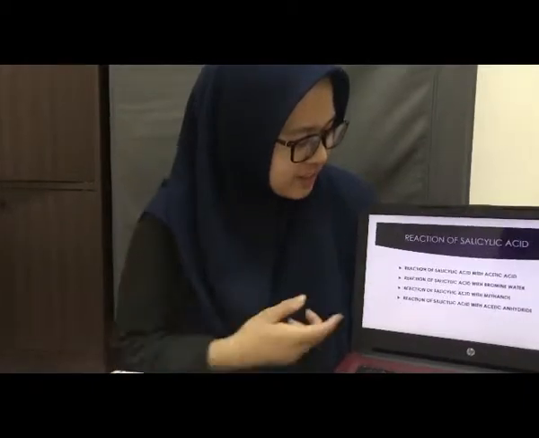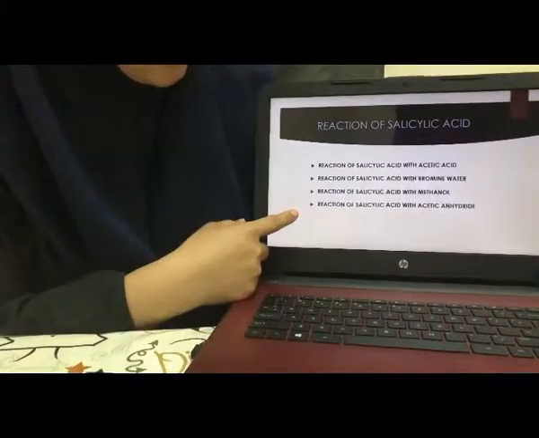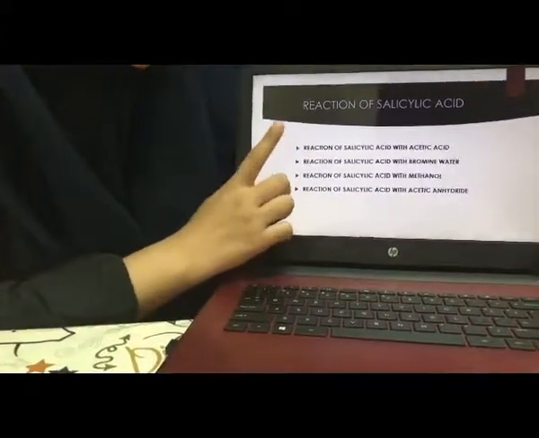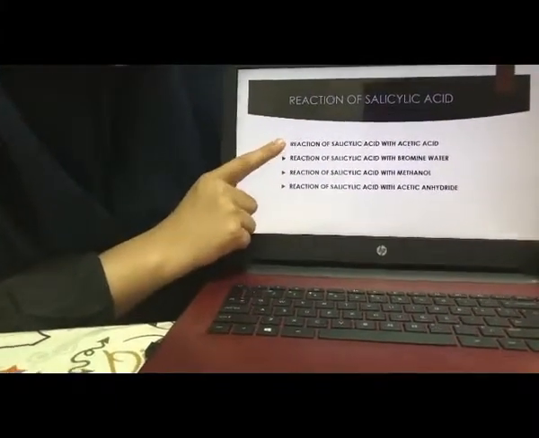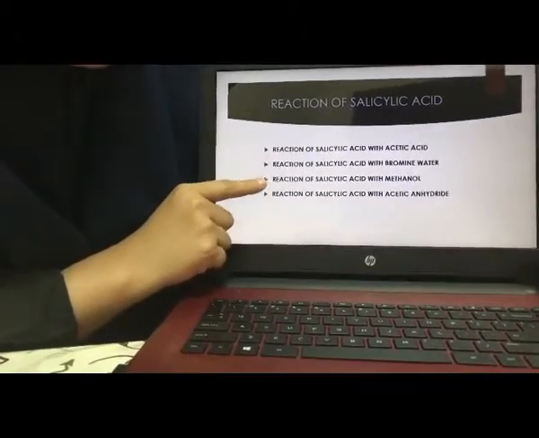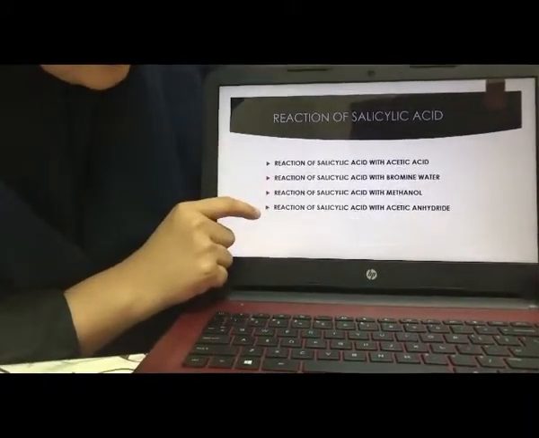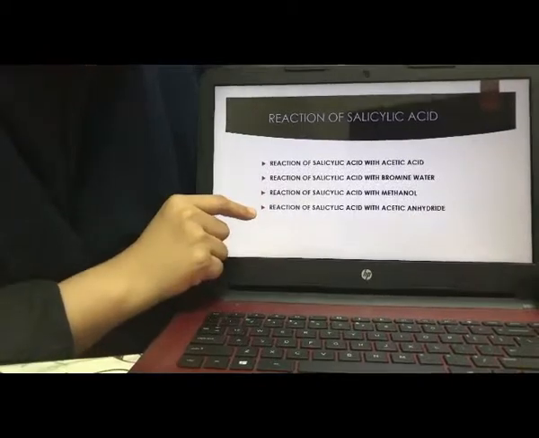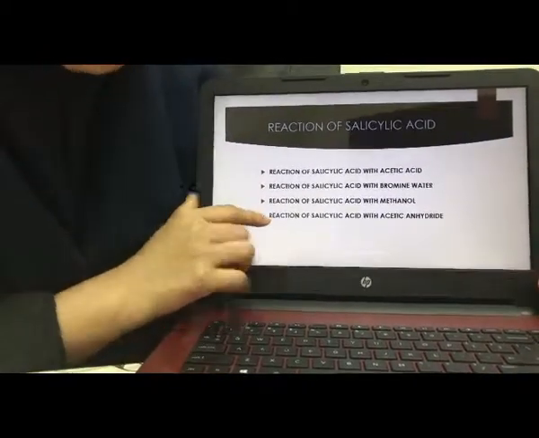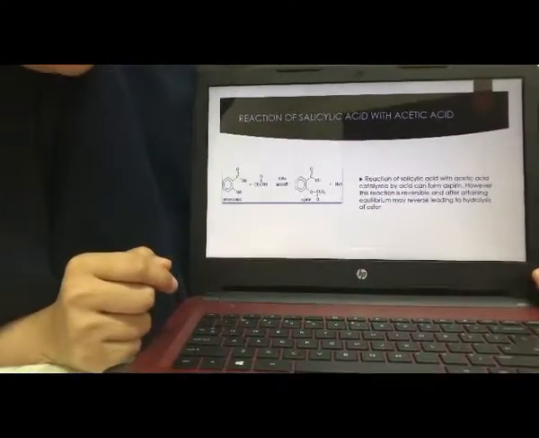Now my part, I will explain about reactions of salicylic acid. These are several types of reaction of salicylic acid. Firstly, reaction of salicylic acid with acetic acid. Secondly, reaction of salicylic acid with bromine water. Thirdly, reaction of salicylic acid with methanol. And lastly, reaction of salicylic acid with acetic anhydride. Okay, move to reaction of salicylic acid with acetic acid.